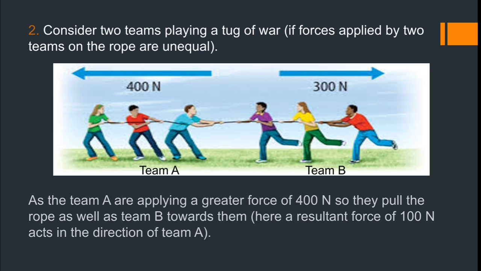Hence we can write that team A is applying a greater force of 400 Newton, so they pull the rope as well as team B towards them. Here a resultant force of 100 Newton acts in the direction of team A.